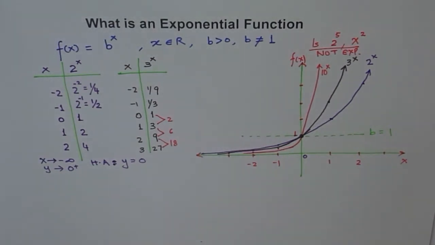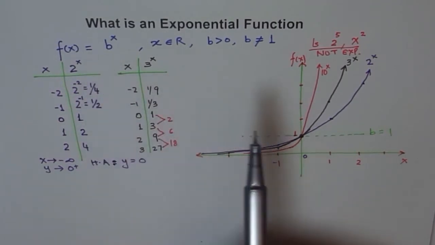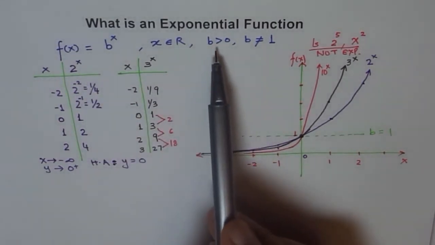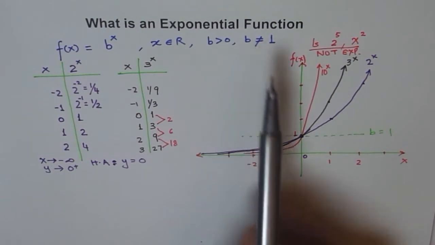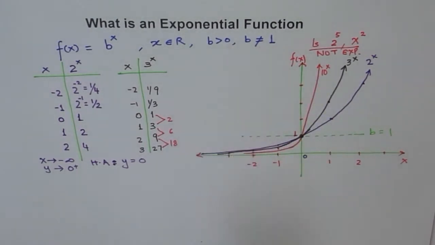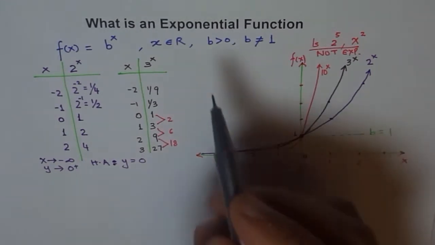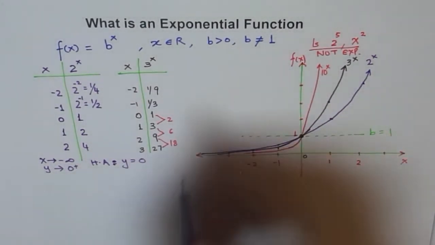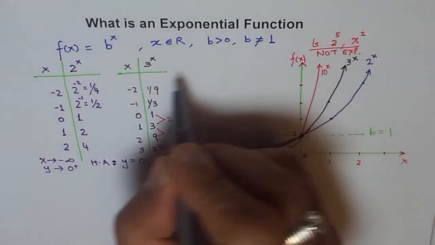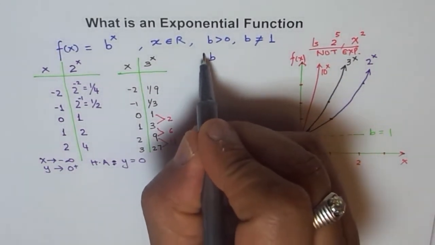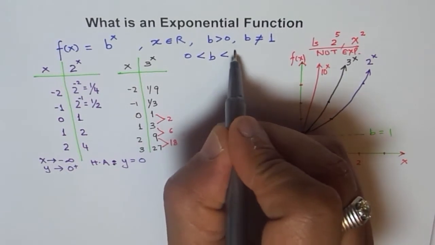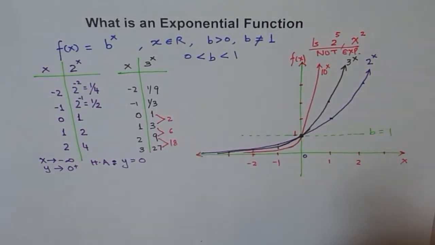Now, as I said, the base could be between 0 and 1, correct? Let me take an example where the base is greater than 0 but less than 1. So let me take another example here, this time where b is greater than 0 but less than 1. Okay, that means something like half. Okay, so let's do that part.